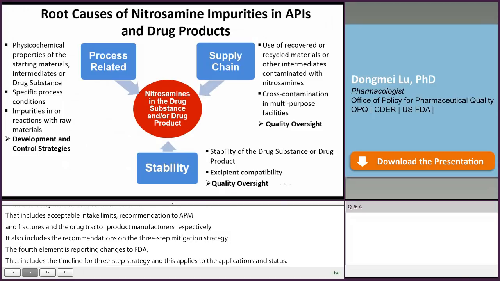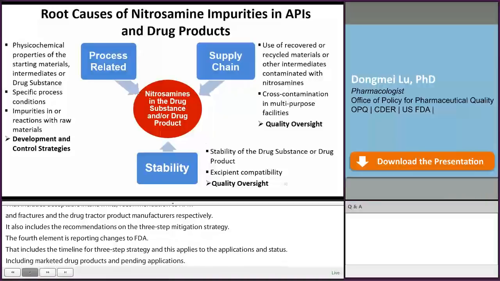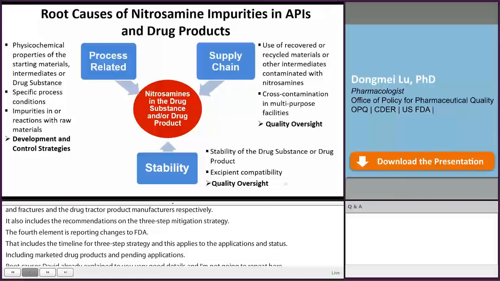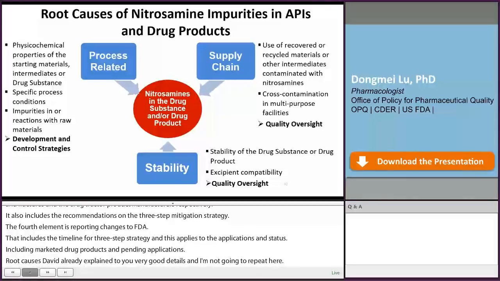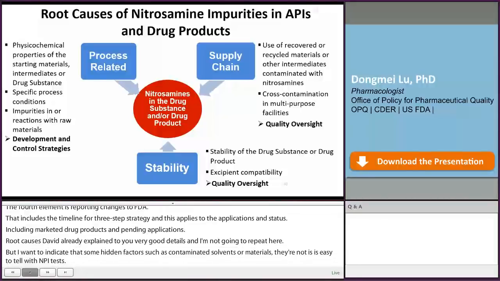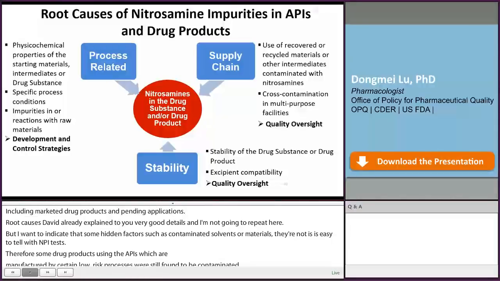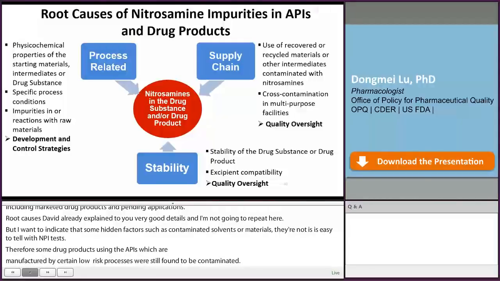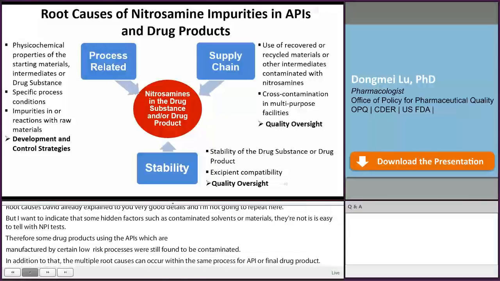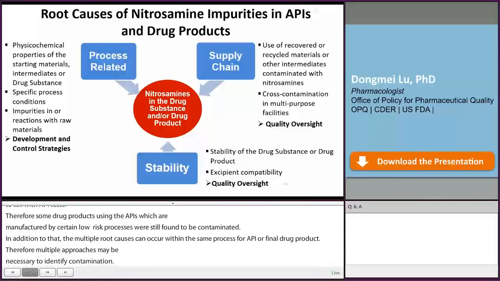Root causes. David already explained in very good detail, and I'm not going to repeat here. But I want to indicate that some hidden factors, such as contaminated solvents or materials, are not easy to tell obviously from the API route of synthesis. Therefore, some drug products using APIs which are manufactured by certain low-risk processes still were found to be contaminated. In addition, the multiple root causes listed above can occur within the same process for API or final drug product. Therefore, multiple approaches may be necessary to identify all potential sources of contamination. Furthermore, each failure mode could result in different nitrosamines in different amounts across batches from the same process and the same API or drug product manufacturers, with contamination detected in some batches but not all.